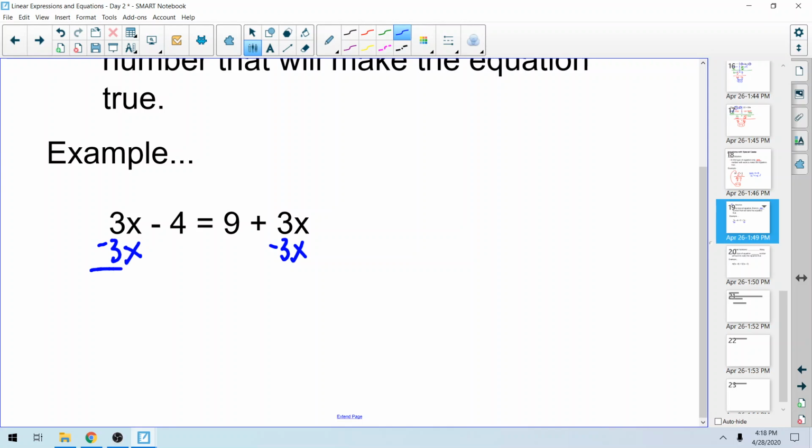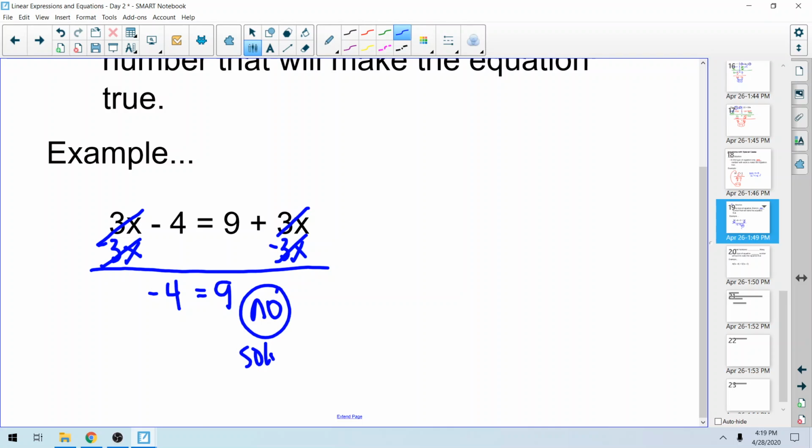Well, on the left, 3x minus 3x is 0. They cancel each other, and I just bring down my negative 4. Equals. On the right side, 3x minus 3x is 0. They cancel each other, so I just bring down my 9. Now I'm left with the equation of negative 4 equals 9. Well, that's not true. So, no. Meaning, no solution.